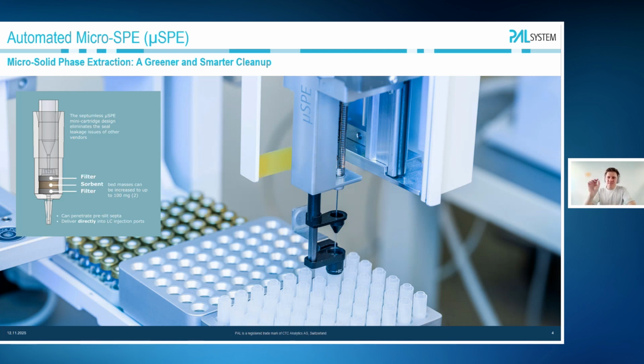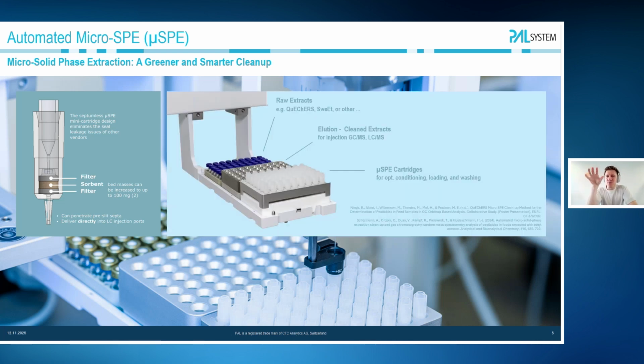You can see it features two filter frits that sandwich a sorbent bed. This sorbent can be adjusted depending on your workflow, on the chemistry that you need. Furthermore, the cartridge is designed to penetrate pre-slit septa, but it can also deliver the cleaned extract directly into your LC injection ports. That's pretty cool. So you can exclude one additional step there.